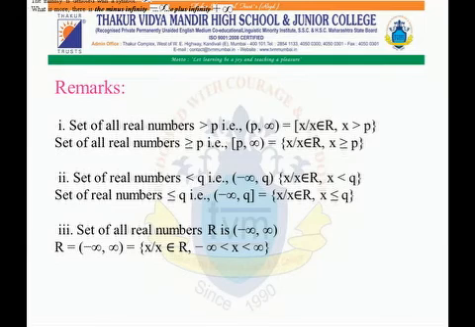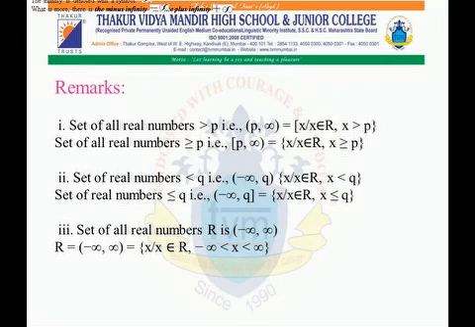Set of real numbers less than or equal to q, that is from minus infinity to q. Here it is closed at q, because it is given less than or equal to. So it is minus infinity to q, closed at q. In the set form it is written as x such that x belongs to R and x is less than or equal to q.